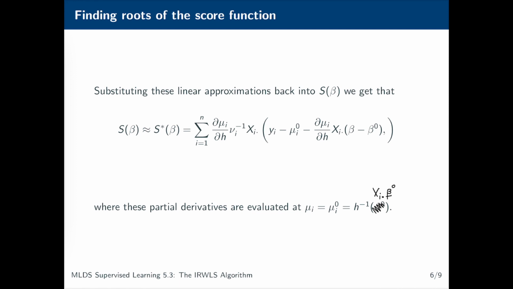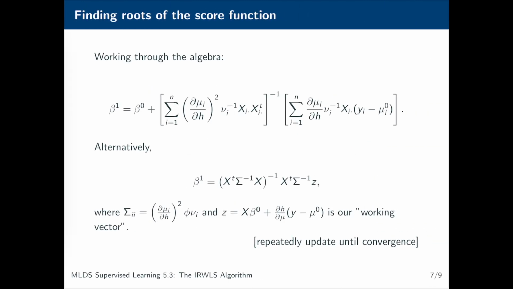We can use this approximation of our score function to iteratively update our estimate for beta. To get our next estimate, beta 1, we set this expression equal to 0 and solve for beta. If we work through the algebra in order to do that, then we get the following expression for beta 1. I think we can all agree that this looks quite horrendous. It doesn't look quite so bad though if we express it in matrix notation, where we let sigma be the diagonal matrix with the diagonal entries as specified here, and z be our working vector with entries as given.